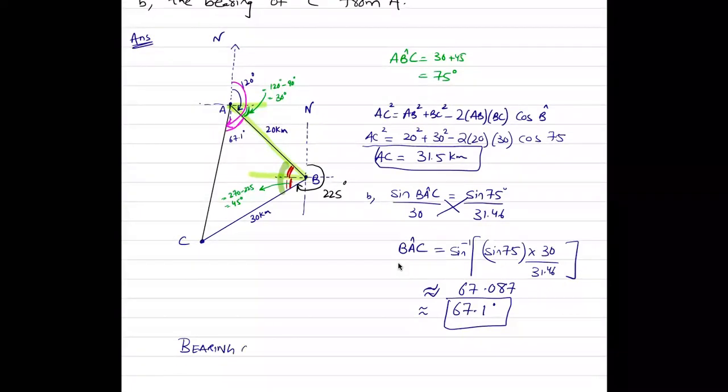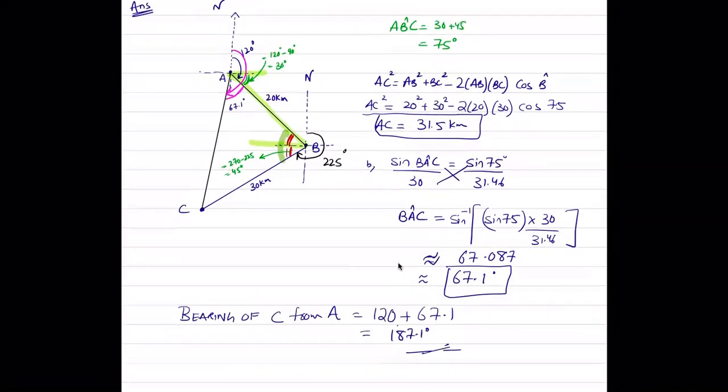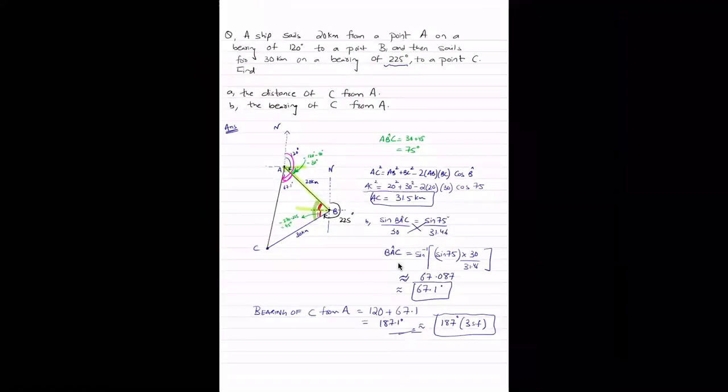bearing of C from A is 120 plus 67.1. So the total bearing is 187.1 degrees. 187.1. Is that correct? Now 187.1 degrees are the three significant figure mein. You can write it as 187 degrees as the final answer only. Sir, final answer bearing mein hamesha three significant figures mein denge na? Three significant figures.